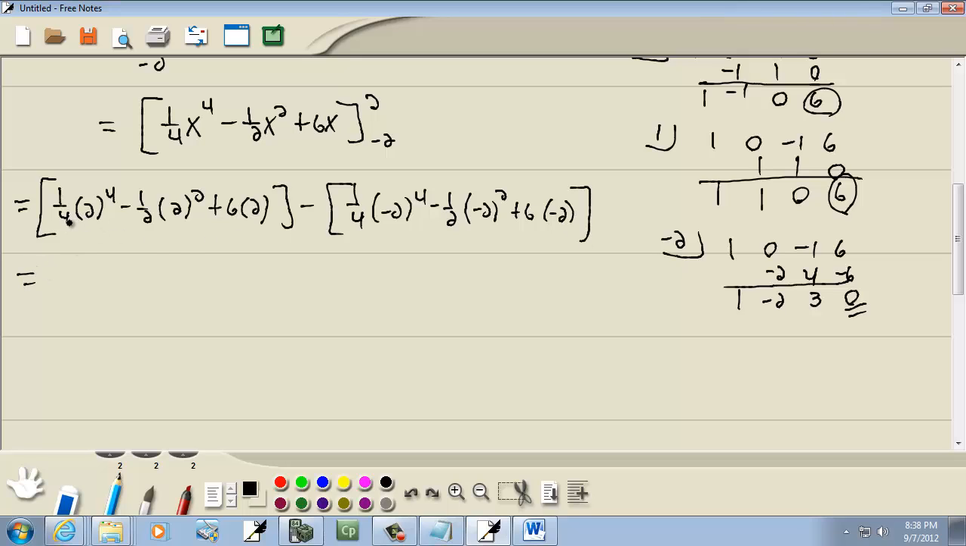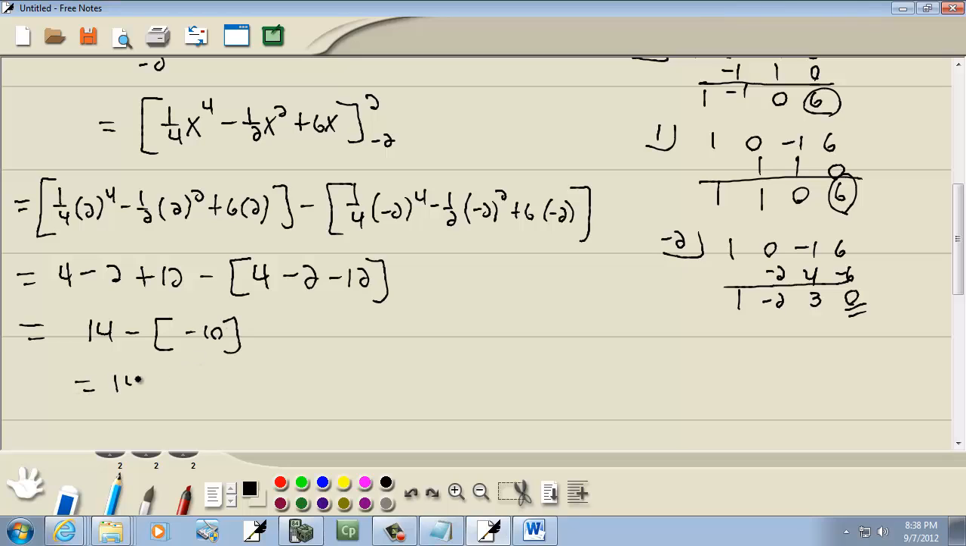Well, 2 to the fourth is 16. 16 divided by 4 is 4. Minus 2 squared is 4. 4 divided by 2 is 2. Plus 12. Minus, negative 2 to the fourth gives us a positive 16. Divided by 4 is 4. Negative 2 squared is a positive 4. Divided by 2 is 2. So that's a minus 2. And 6 times negative 2 is negative 12. So this gives us, let's see, 14: 4 minus 2 is 2, plus 12. That's 14. And the other part is negative 10. 14 plus 10, which gives us 24.